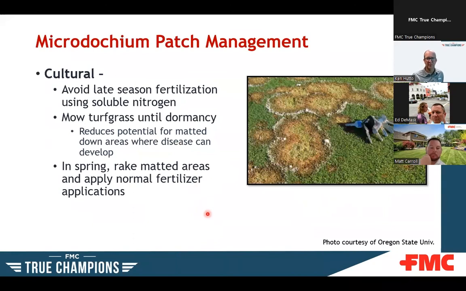The main thing, what we want to do from a cultural standpoint, is avoiding late season fertilizer using a soluble nitrogen source. You don't want to get a huge flush of growth right at the end of the season, right before snow cover. We also want to make sure that we are mowing the turf all the way up to dormancy, so we can maintain that consistent height and canopy structure. In the spring, if you do see symptoms of snow mold after it melts, you can rake those areas, and those areas will recover as you're seeding and reapplying fertilizer.